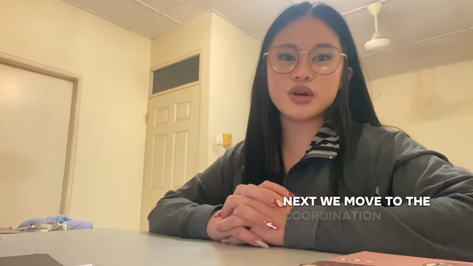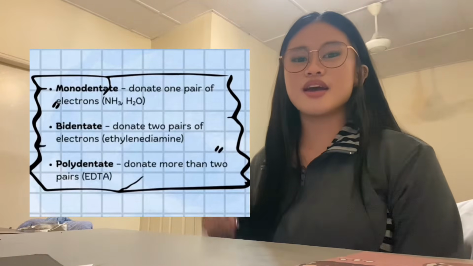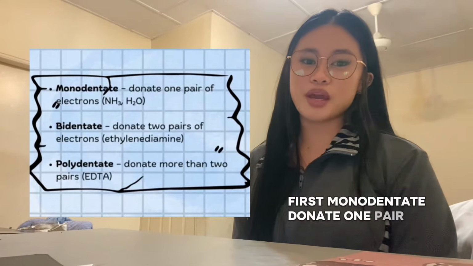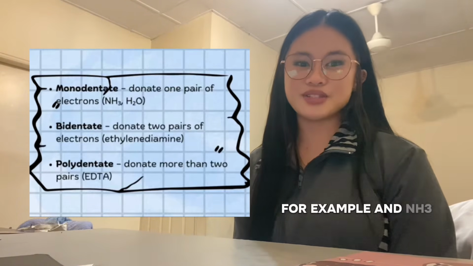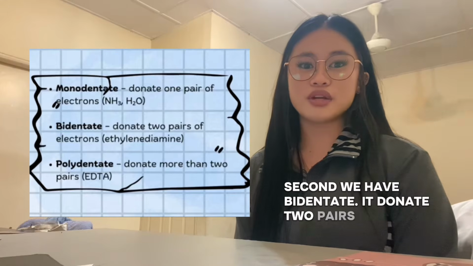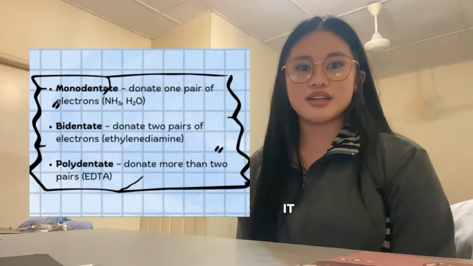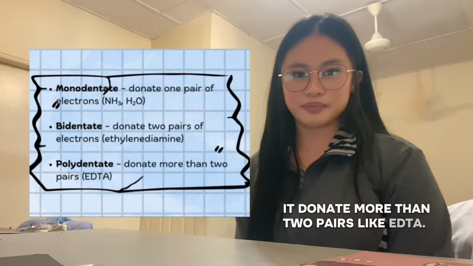Next, we move to the coordination compounds. As we all know, there are three types of ligands. First, monodentate, which donates one pair of electrons, for example NH3 and H2O. Second, we have bidentate. It donates two pairs of electrons, like ethylenediamine. And the third one, we have polydentate. It donates more than two pairs, like EDTA.